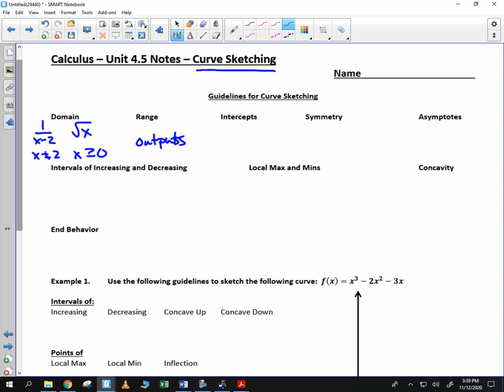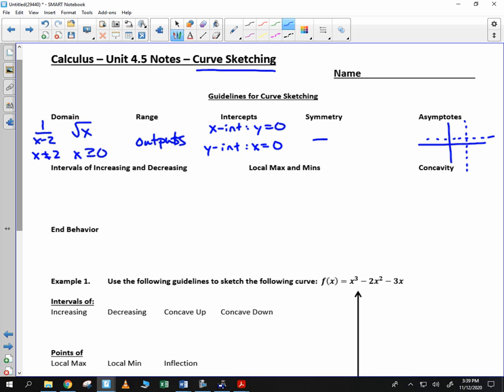Intercepts: the x-intercept happens when y is equal to 0, and the y-intercept happens when x is equal to 0. Those are great points to be able to plot. We spent many times looking at those in previous classes. I'm not going to worry about symmetry so much, but asymptotes, especially if you have a rational function, you might have some vertical and horizontal asymptotes that you have to keep in mind.